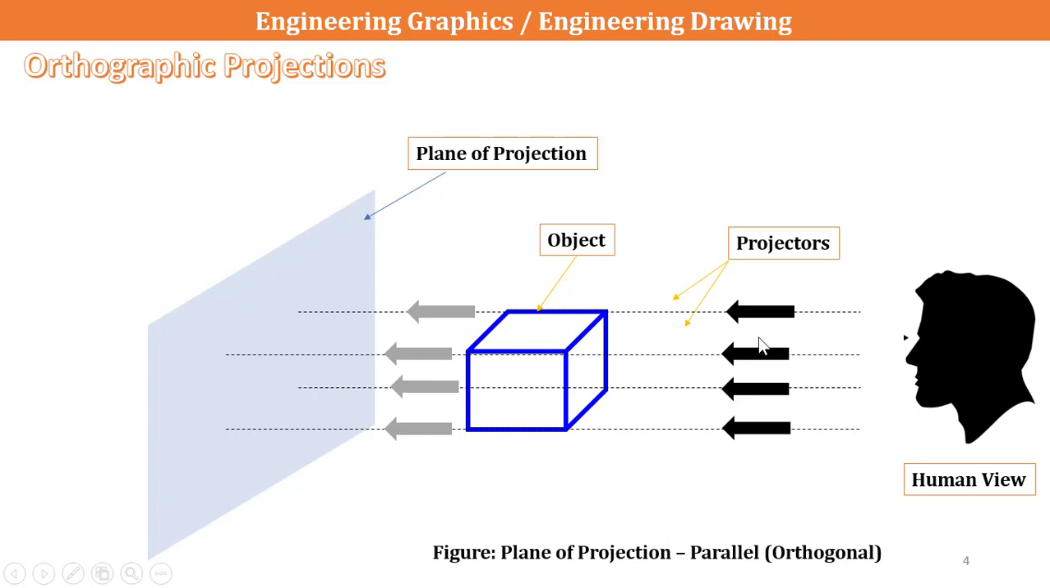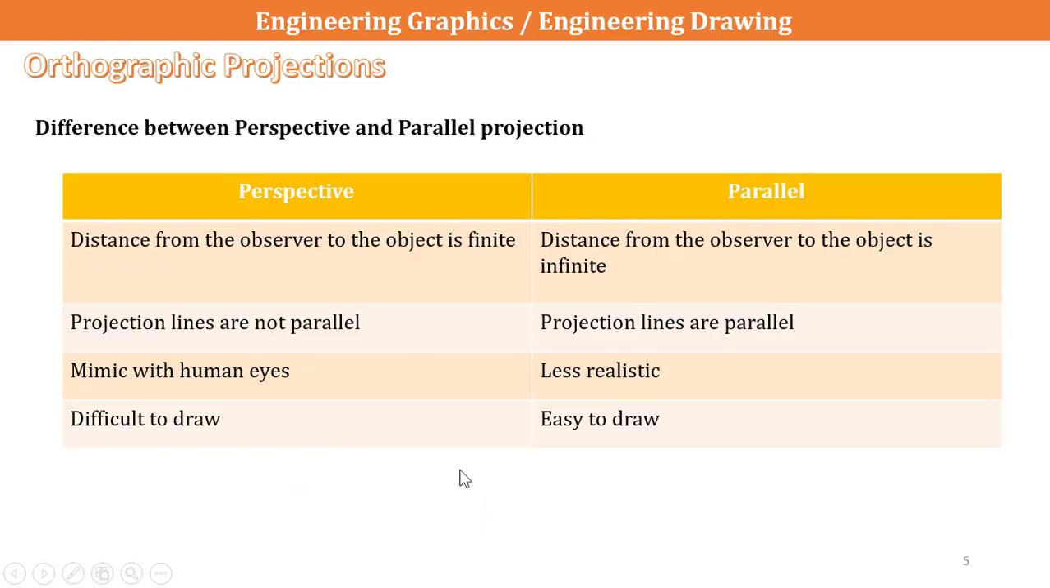And whatever the projections which we are seeing here, these projectors are going to be plane on the top surface. And here we will get a view. Whatever this particular blue color line is there, this is called a front view of this particular object. Next, the difference between this perspective and parallel view.